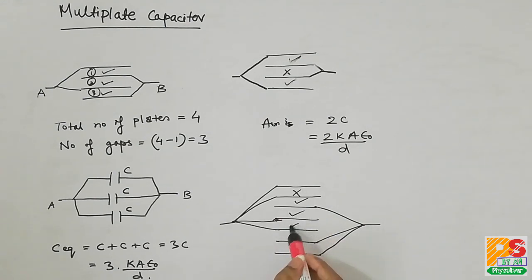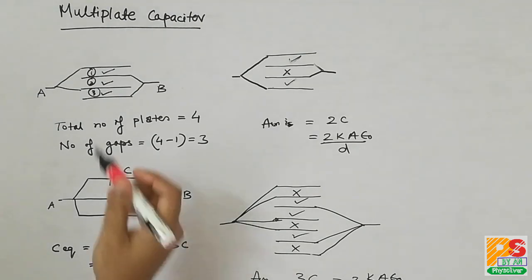The next gap is a capacitor because the two plates are connected to left and right. The next one is also legitimate. The next one is cross and the last one is again cross. Therefore, we have a total of 3 capacitors which are connected in parallel. So the answer will be 3C, that is 3Kε₀A/d.